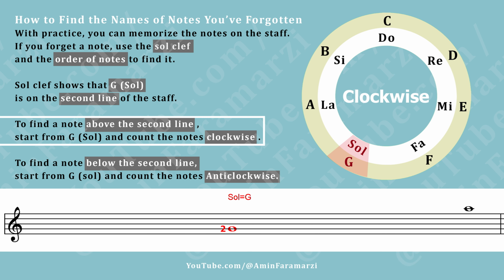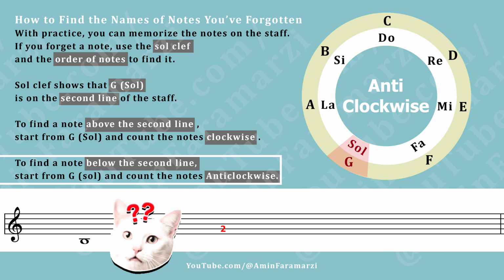To find a note above the second line, start from G, Sol, and count the notes clockwise. Sol, la, si, do, re, mi, fa, sol, la.